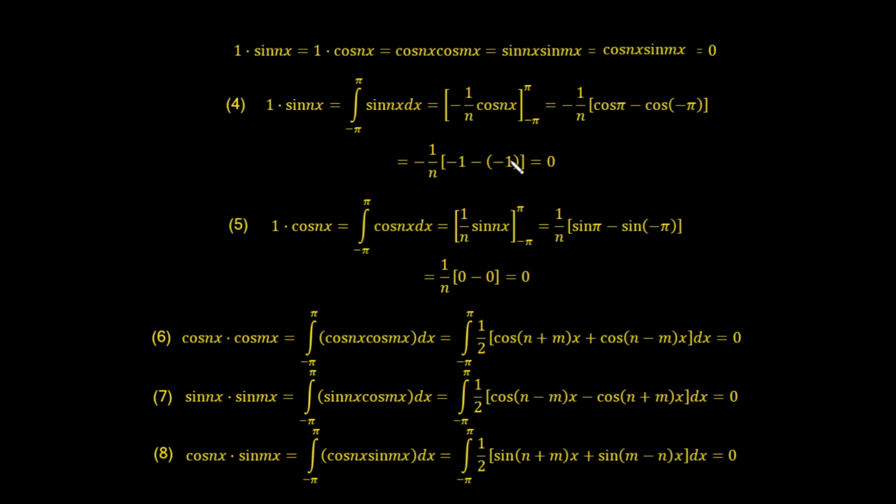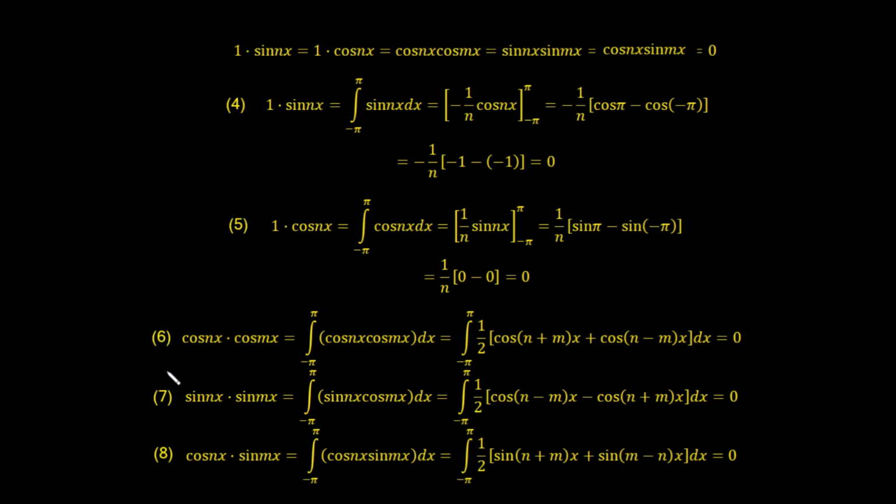Well, cos of pi is going to be minus 1, and that's minus the value of minus 1. So this minus cancel gives a plus. That is minus 1 plus 1 gives us a value of 0. So that's correct. It gives us what we require. Now you can work through the exact same process for the cos nx, and I'll leave that. You can see it for yourself. You can always pause the video. And again, we get a value of 0.